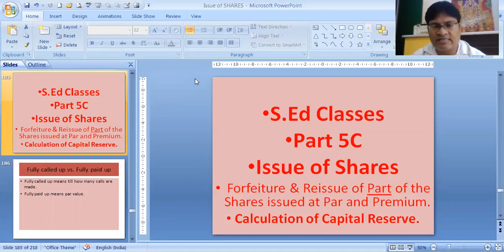The issue of shares can be at par or can be at premium. A reissue, that also we know can be at par, premium or at discount. Let's understand all this with an example.